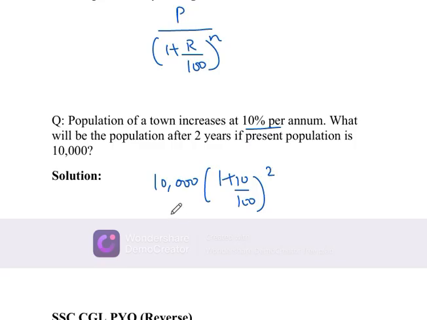So if we solve it, this is 10,000 multiplied by 1.1 squared. On solving, you will get the value 12,100. So this is how you find the population after a certain number of years if the increase percent is given.